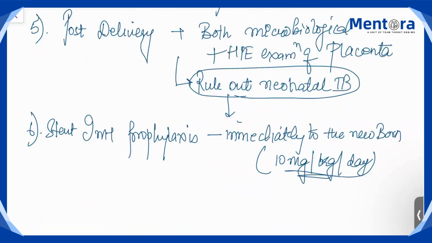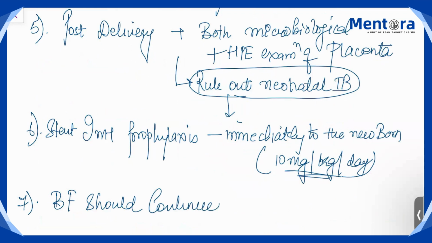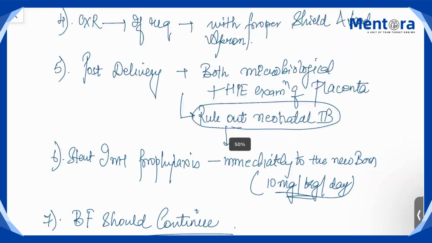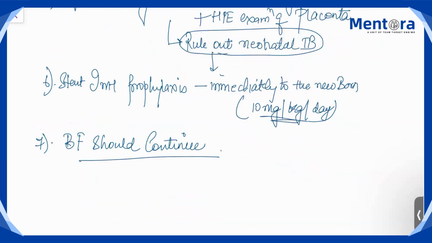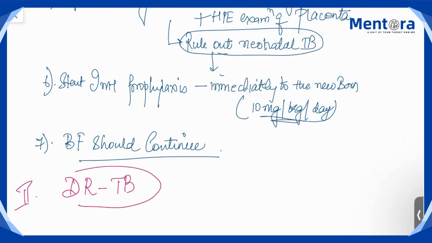And seventh, don't stop breastfeeding. Breastfeeding should continue. Okay, so these are the important points for drug sensitive tuberculosis. And the second part is drug resistant tuberculosis.